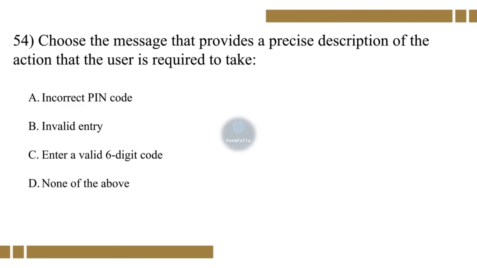Question 54. Choose the message that provides a precise description of the action that the user is required to take. Option A, incorrect PIN code. B, invalid entry. C, enter a valid 6-digit code. Option D, none of the above. And the correct option is C.